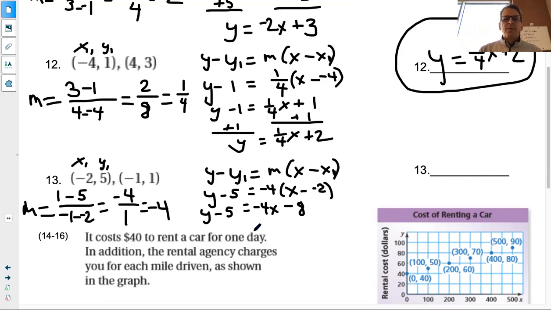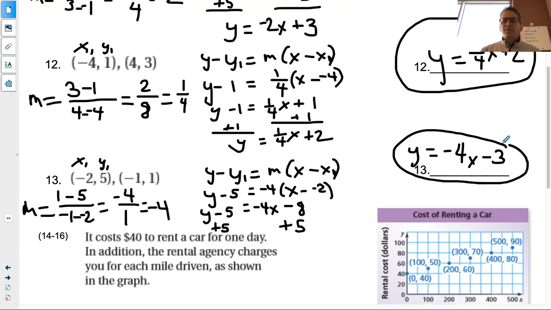Okay, final step, add 5. Add 5. And you end up with, I'm just going to write it right in here, y equals the slope -4 times x. And this is -8 plus 5, which is -3. And circle your answer for that one also.